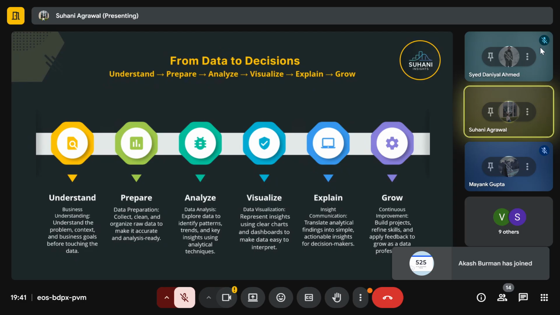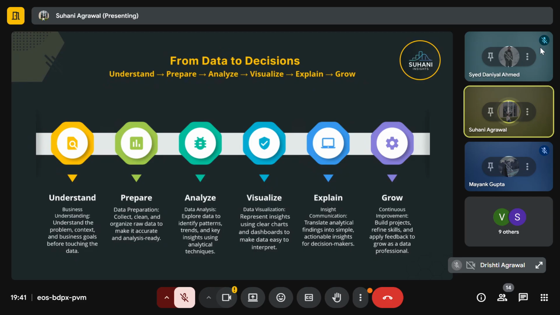I analyze the whole dashboard in 6 easy steps: understand, prepare, analyze, visualize, explain, and grow. This is what I call the golden flow. This can be used for any tool. It doesn't matter if it's Power BI, SQL, Tableau, or Excel. If you follow these 6 steps, you will easily be able to build any dashboard from any raw or messy data, no matter what.